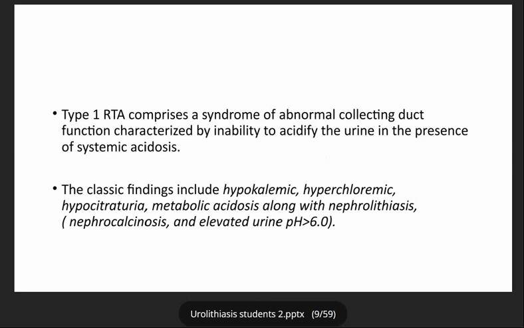And the citrate, as I mentioned before, is an important inhibitor. So you need citrate in the urine to inhibit stone formation. So if the citrate is low in the urine, you will have more risk for stone formation.